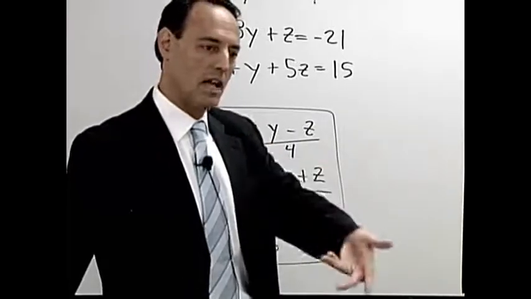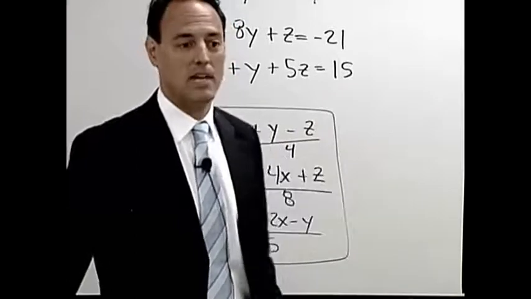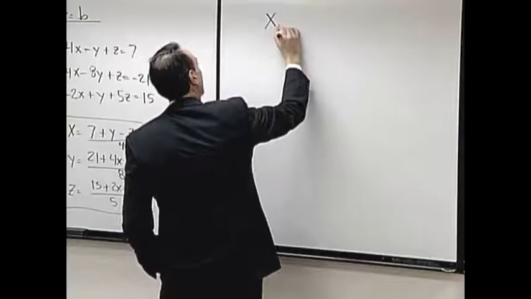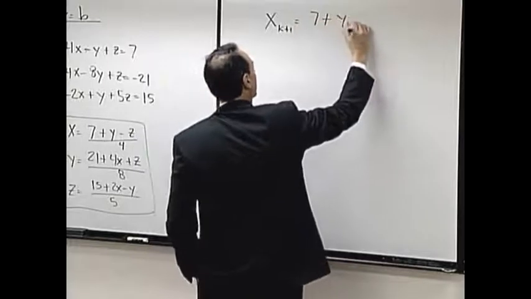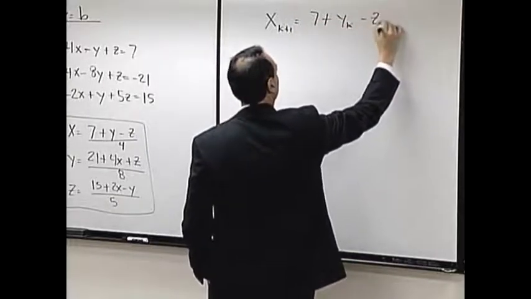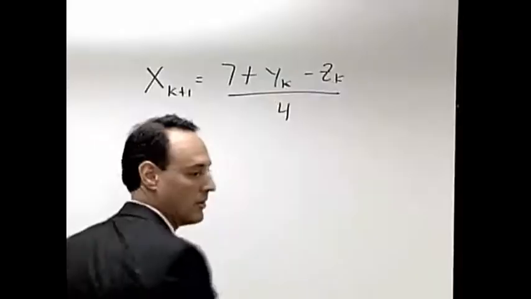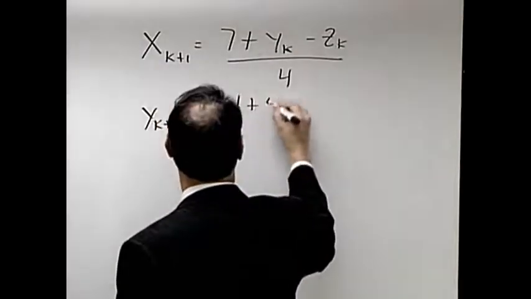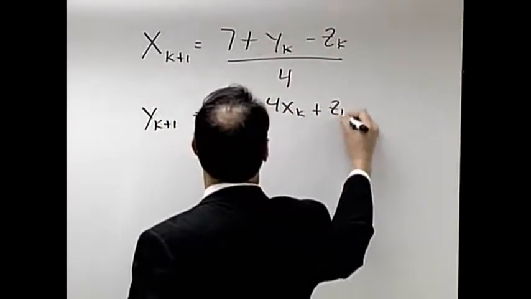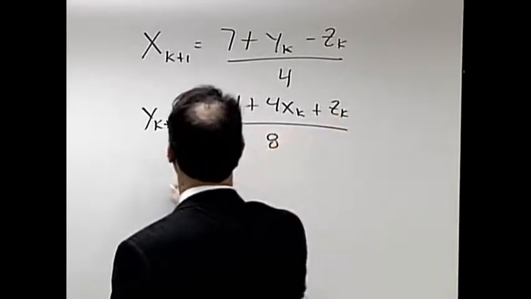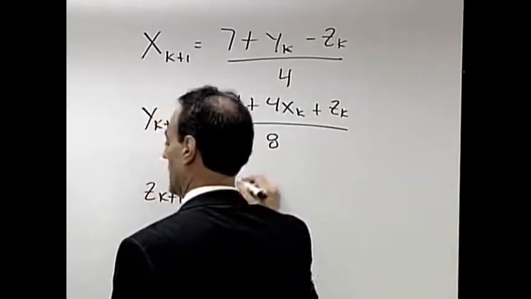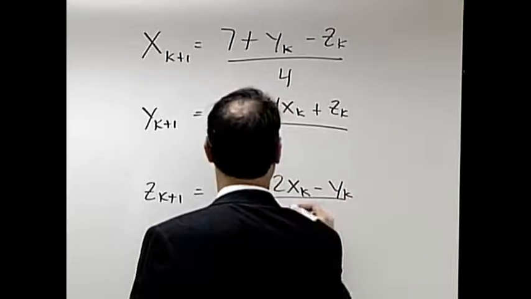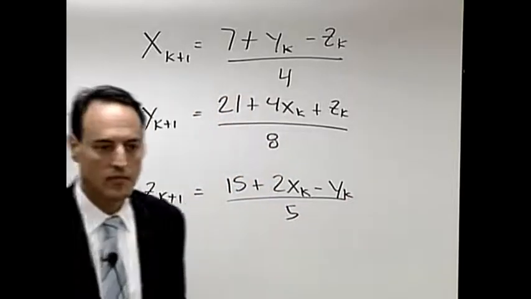Here's what I'm going to do. I'm going to give it some x, y, and z values. I don't know. I'm just going to make some up. And I'm going to make an iteration scheme out of this. And here it is. My new x value is just going to basically take my guess of y and my guess of z and turn it into a new x. And same thing with my y values. Okay?